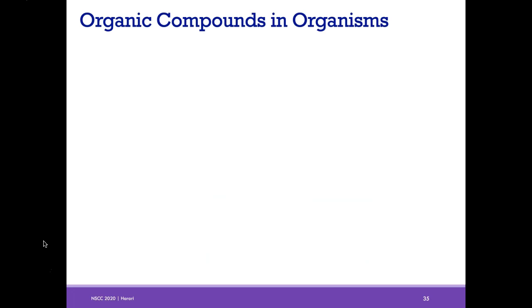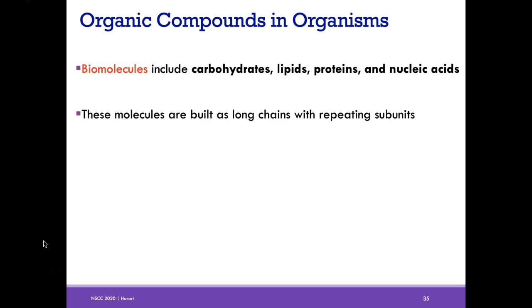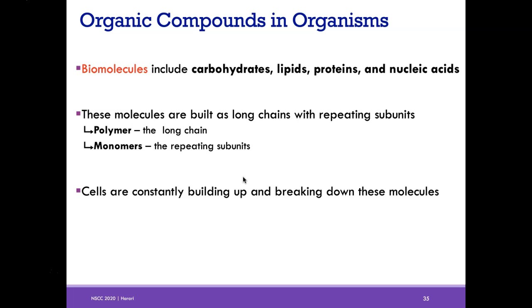So organic compounds, like I mentioned, are called biomolecules in living organisms that include carbohydrates, lipids, proteins, and nucleic acids. And carbohydrates, proteins, and nucleic acids are built as long chains with repeating subunits. Lipids are a little different, but what we call these long chains are polymers. So a polymer is a long chain of monomers, and a monomer is the repeating subunit. So for example, in a pearl necklace, the pearl necklace is a polymer and each pearl is a monomer. And cells are constantly building up and breaking down these molecules.